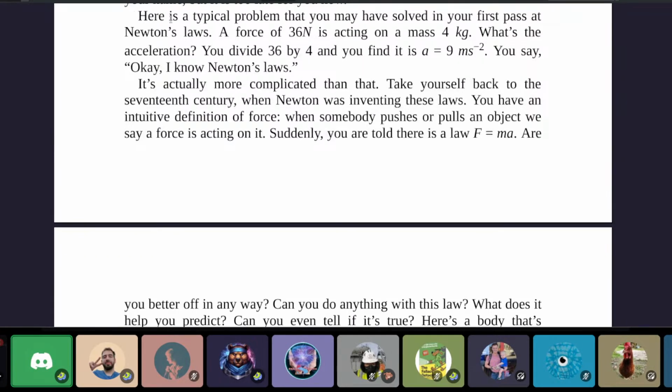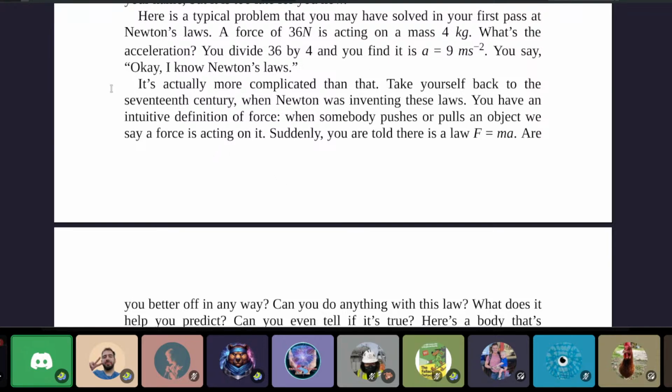Here's a typical problem that you have solved in your first pass at Newton's laws. A force of 36 newtons is acting on a mass of 4 kilograms. What's the acceleration? You divide 36 newtons by 4 kilograms and you find a equals 9 meters per second squared. It's super basic, but to get those units, you have to remember the Newton is kilogram meters per second squared, so that it becomes 9 meters per second squared. Just in case anyone has any questions there.